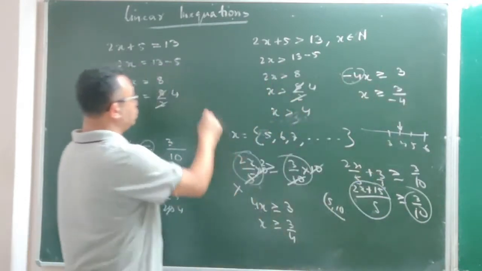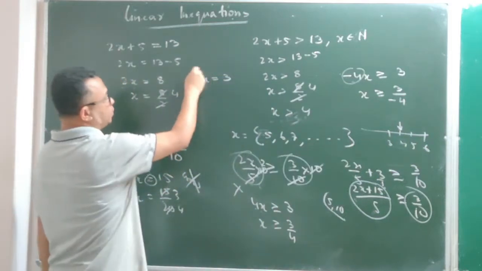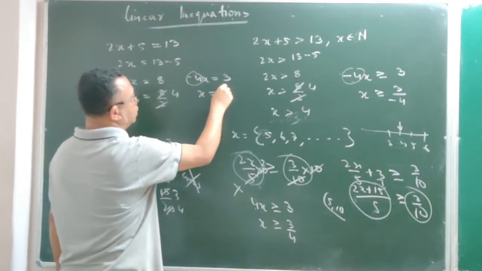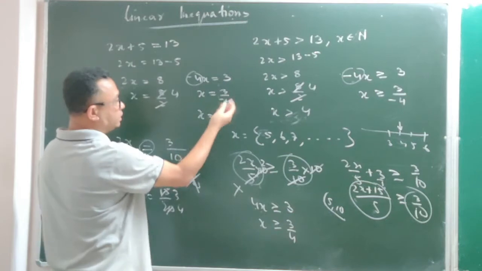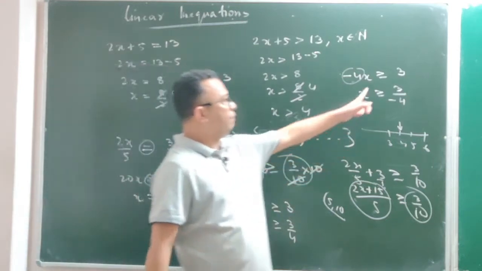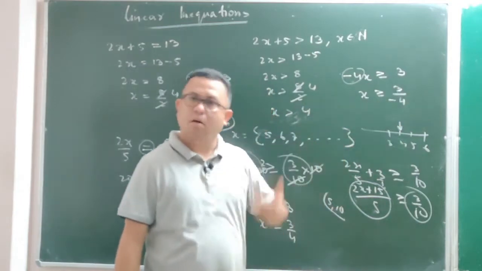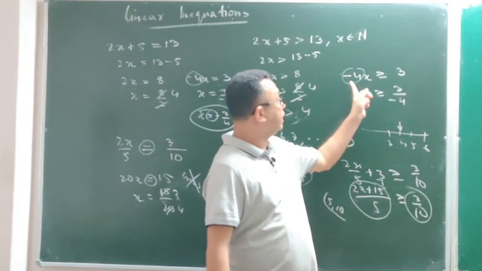If it was equal to, suppose minus 4x equal to 3 was there, then if minus 4 is taken that side, x will be equal to 3 by minus 4. So ultimately the answer, the minus really doesn't matter, whether it's down or up or middle, it is the same. It is minus 3 by 4 if there was an equal to sign. But if it is not an equal to sign, if it is less than or greater than, or less than or equal to, or greater than or equal to, then it can cause a problem.